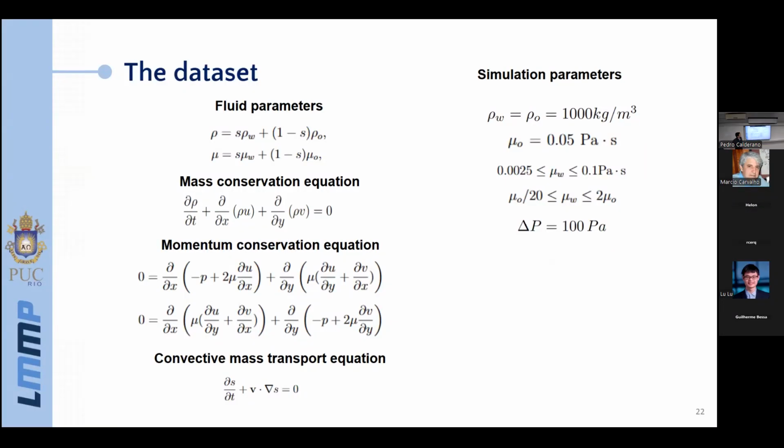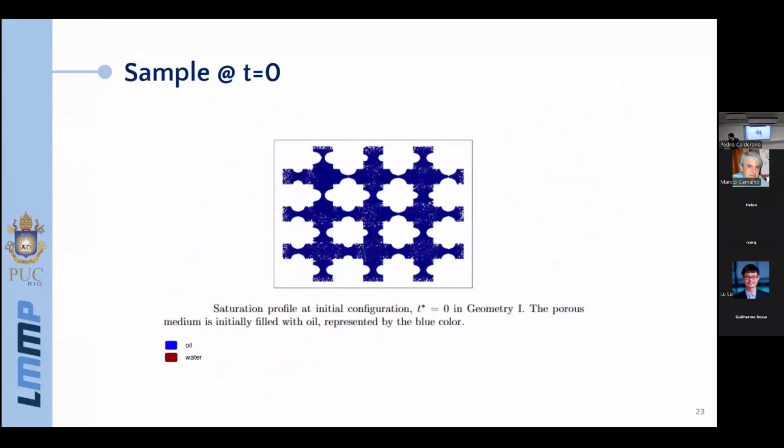About my simulation parameters, I had the density of water and oil set as 1,000 kilograms per meter cubed. The viscosity of the oil is 0.05 Pascal seconds. The viscosity of the water goes from the viscosity of the oil over 20 up to 2 times the viscosity of the oil. The pressure differential is 100 Pascal.